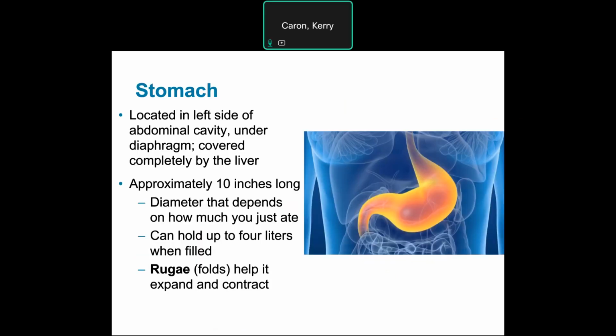Okay, the stomach, located in the left side of the abdominal cavity underneath the diaphragm and partly covered by the liver. It is about 10 inches long. Its diameter just depends, it stretches. So depending on what you just ate, depends on how big it is. It can hold up to 4 liters when filled. That's amazing. It has rugae or folds inside to help it expand and contract. So that's what allows it to stretch.